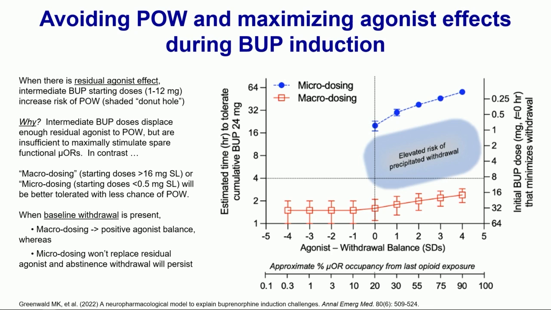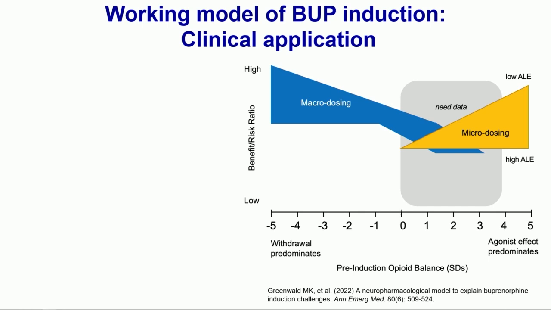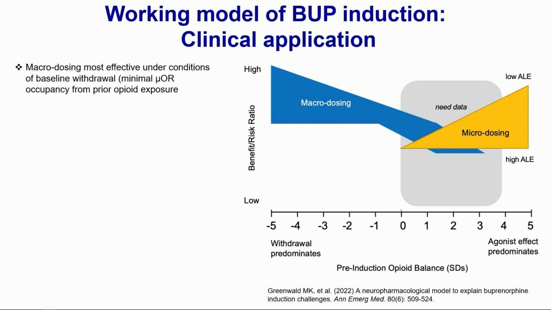So that's the pharmacological theory. Let's take this up to 10,000 feet. What does this really mean in terms of risk-benefit, okay, for what you're doing as clinicians? Macrodosing is most effective under conditions of baseline withdrawal when there's minimal mu receptor occupancy from prior opioid exposure. So shown in blue here, the benefit to risk is high. You can be really confident about that, especially the worse the baseline withdrawal is.